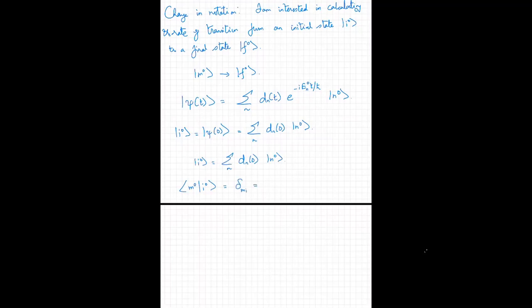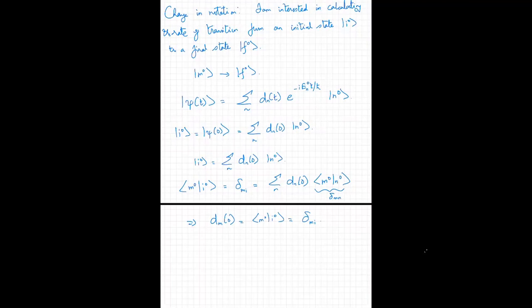And what is the right hand side? The right hand side is the sum of dn0 times m0 n0. Agreed? Yes, sir. And what is this? This is delta mn, right? Yes, sir. Out of this entire sum, there is only one term that survives, and that term is one for which n equals m. So this tells you that dm of 0, which is nothing but m0 I0, is delta mi. Make sense? Yes, sir.